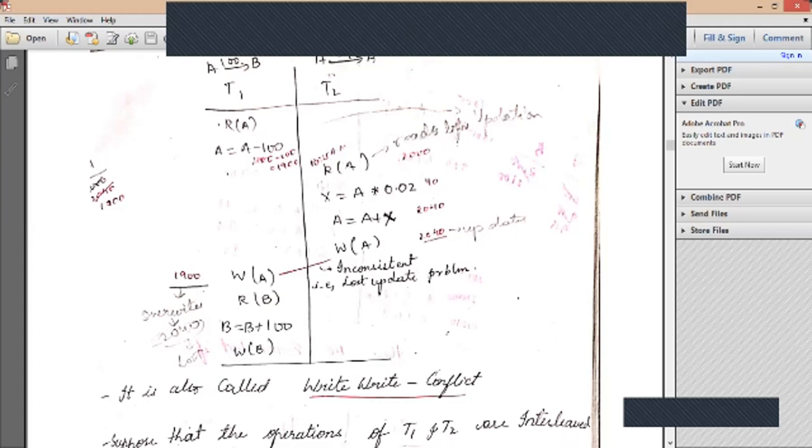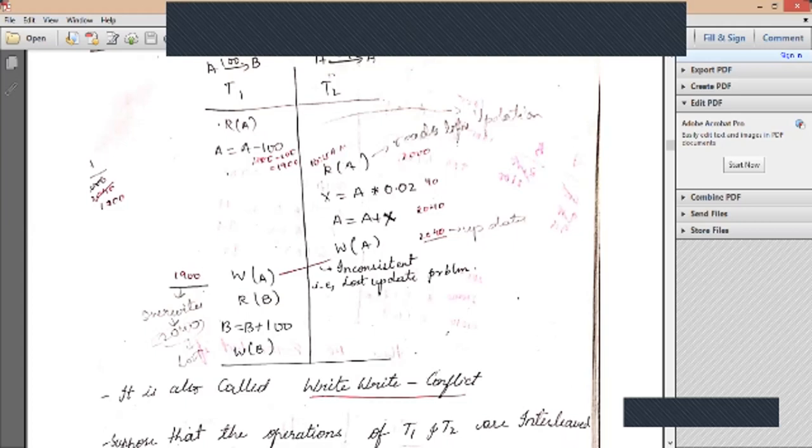Now R of A is happening in T2, that is reading the data item A. So what will it read? It will read the actual value, that is 2000. At the starting, 2000 will be read. And based on that, you are crediting the amount and writing it.